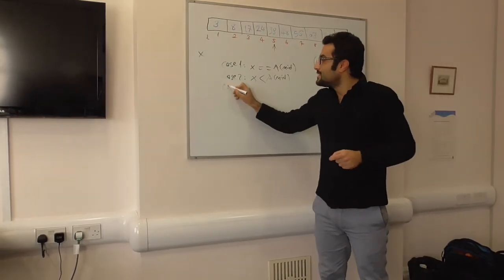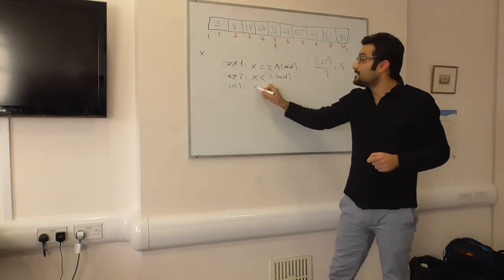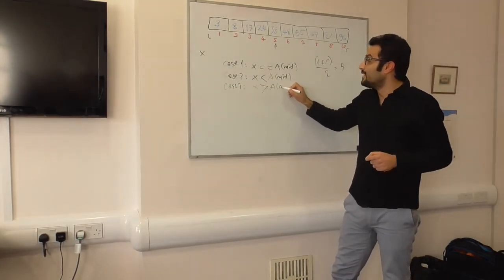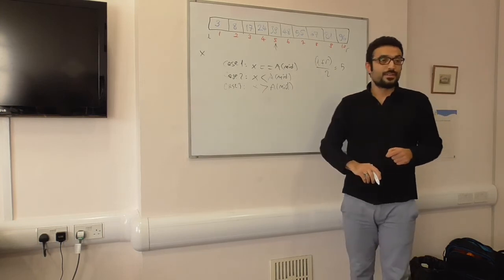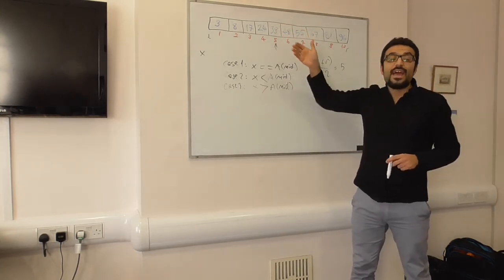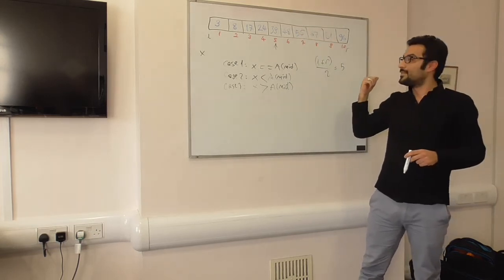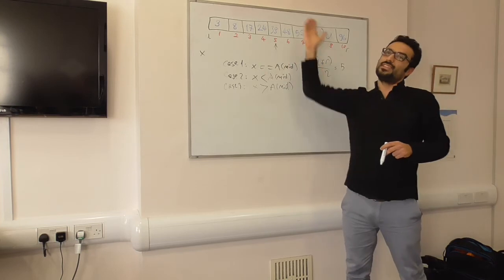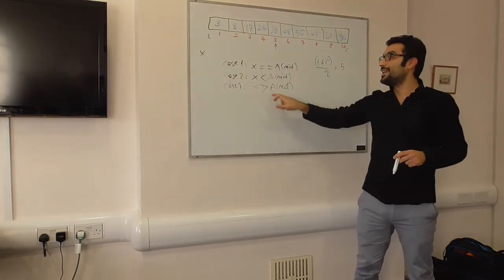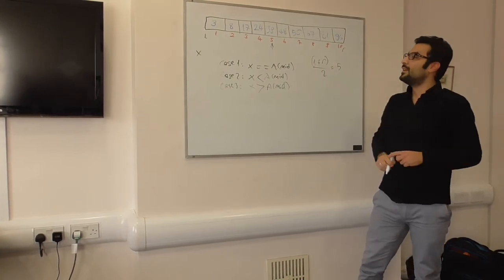What about the last case? There's only one case left. x could be greater than the middle element. So that means, similarly, you can discard the middle element and all the elements before the middle element, right? Because we know x is greater than the middle element and our array is already sorted.